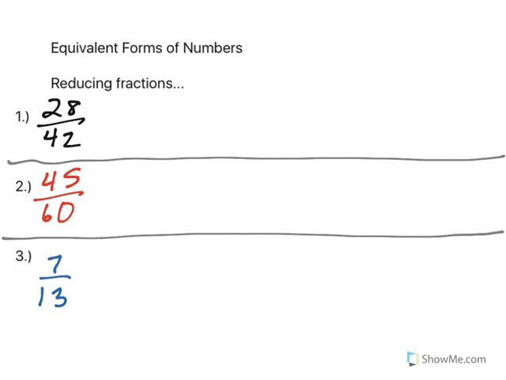So we're going to do a little bit of everything here, and I'm going to go through some questions maybe a little bit quicker than others. But equivalent form of numbers, right? Writing numbers in more than one way that mean the same thing. So on this first page, we're just going to reduce some fractions.